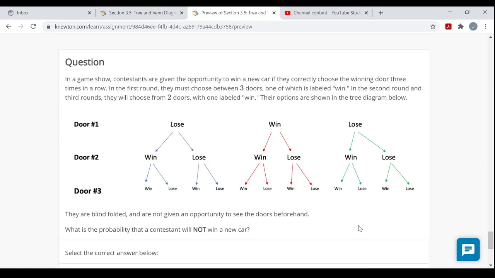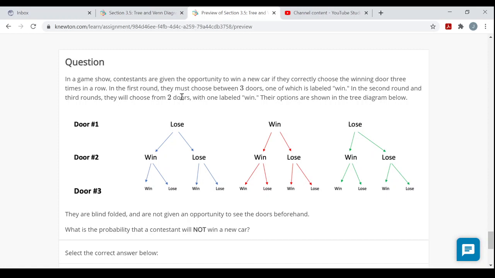All right, so here we're given a tree diagram. So in a game show, I'm not going to draw this one out. You can see the paths, hopefully, in blue and green and red. So in a game show, contestants are given the opportunity to win a new car if they correctly choose the winning door 3 times in a row. So that's how you win. You have to choose the winning door 3 times in a row to win the car.